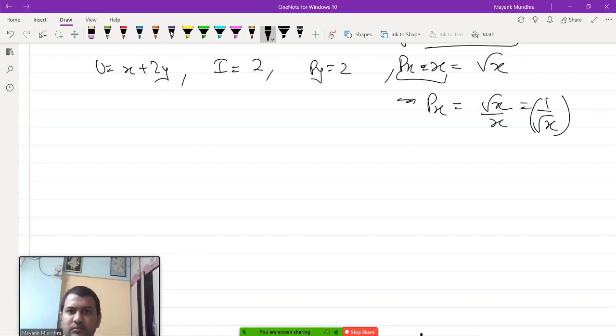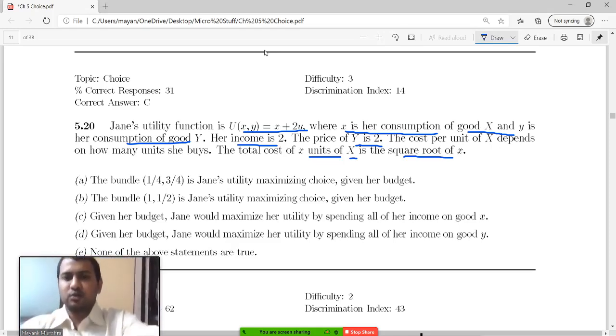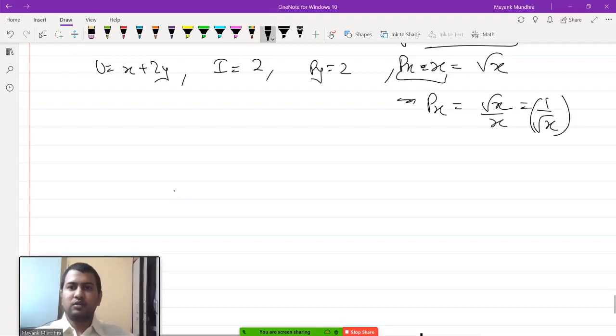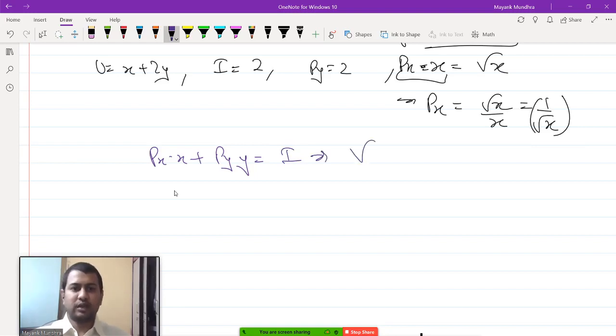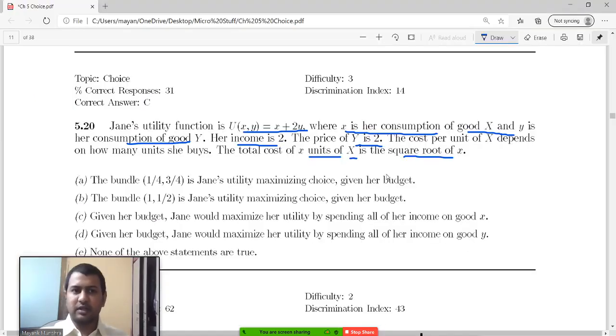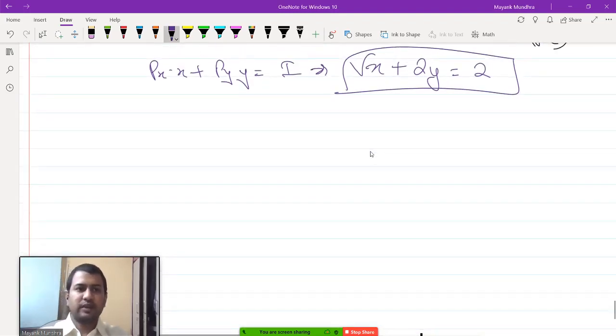So price of good x is changing. Now you basically don't have a linear budget line anymore. Your budget line is going to be a curve. So what does the budget line look like? pxx plus pyy equals I, which implies root x plus 2y equals 2. So this is the equation of the budget line. Okay, so this equation is also going to be convex.